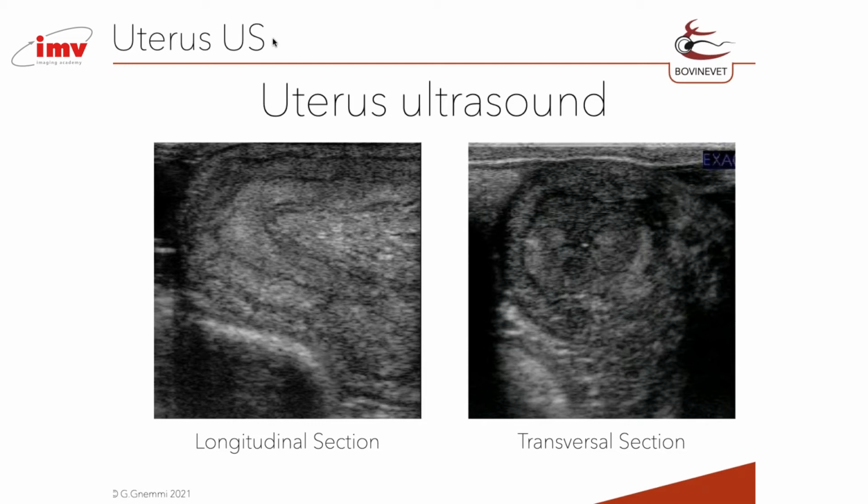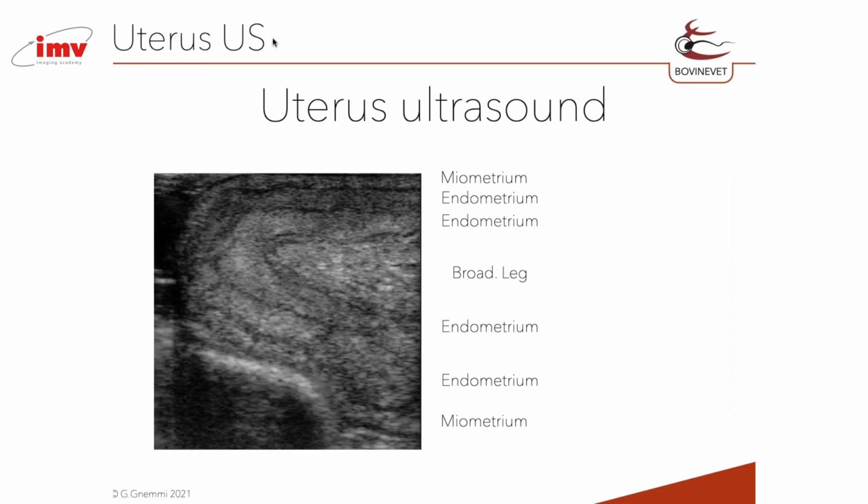For example, in these pictures, you are looking at a longitudinal section and a transversal section of the uterus. About the different parts of the uterus that we can scan, you can see that from dorsal to ventral, in the longitudinal section, we are looking at the myometrium, the endometrium, the lumen of the uterus, the endometrium, the broad ligament, and then still we can see myometrium, endometrium, and myometrium. Well, we are also looking at the vascular tunica and the lumen of the uterus.